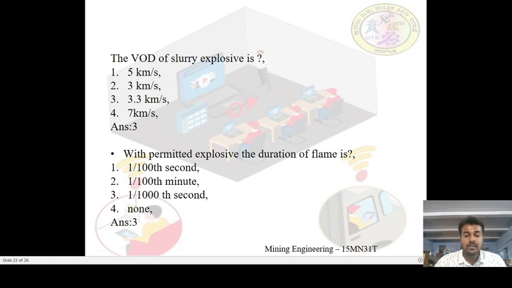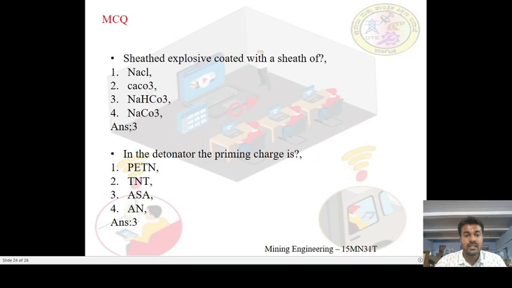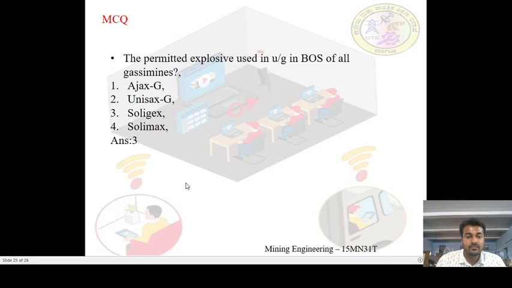With permitted explosives, the duration of flame is 1/1000 second. Sheathed explosives are coated with a sheath of NaHCO3. The detonator has two charges, that is prime charge as well as base charge. The prime charge is ASA, lead azide, lead styphnate and aluminium powder, whereas the base charge is PETN, pentaerythritol tetranitrate.